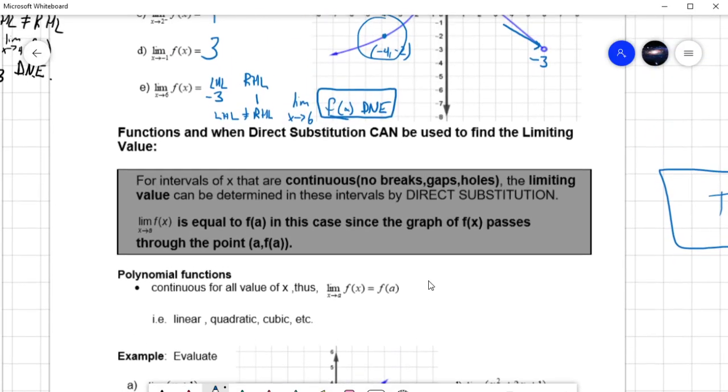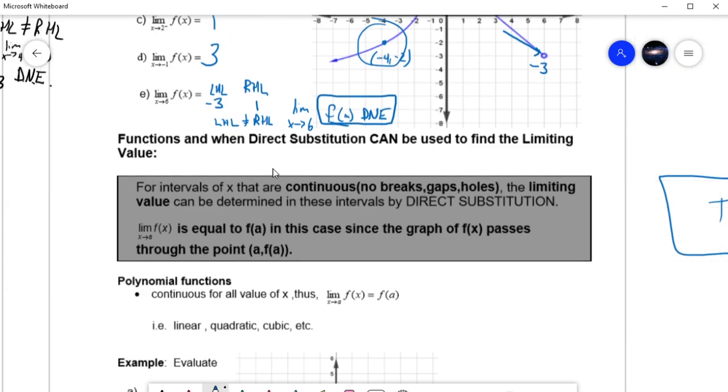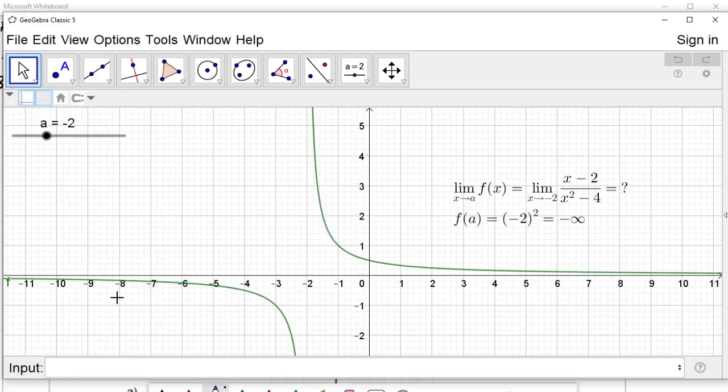Now, let's just summarize some of that in terms of where we got yesterday. First of all, if you are ever doing a limit question on an interval of a function that is continuous, okay, and remember, continuous means there are no breaks, gaps, or holes. A kind of everyday common sense definition would be a part of the graph you can draw without raising your pencil.